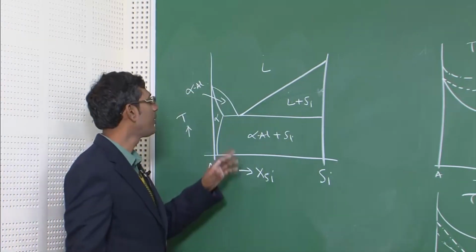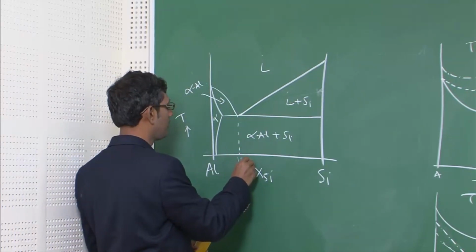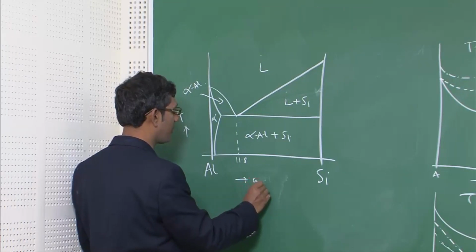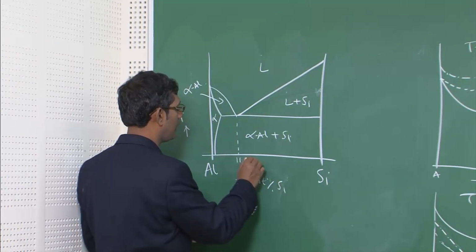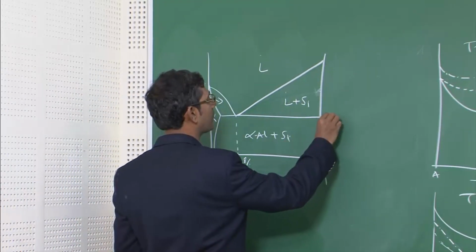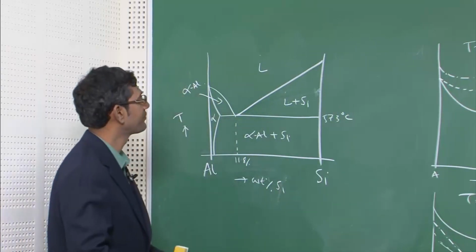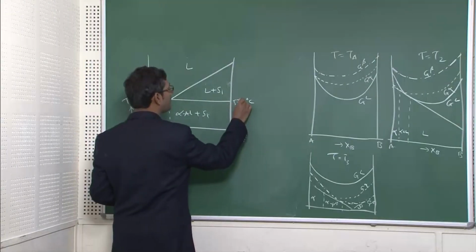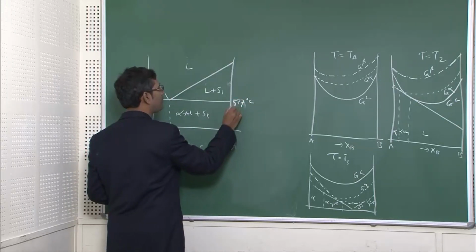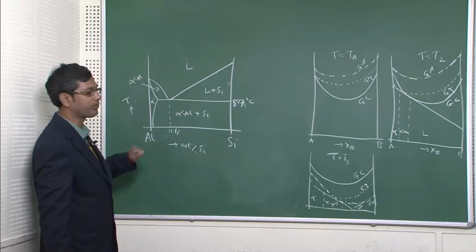Now the moment you add silicon, and this composition actually sits at 11.8, okay, let me just remove this, let us write weight percent of silicon, 11.8 weight percent of silicon, and this temperature is something like 577 degrees Celsius, not 573. I hope you can see it carefully, 577 degrees Celsius. This is the eutectic temperature, eutectic composition.